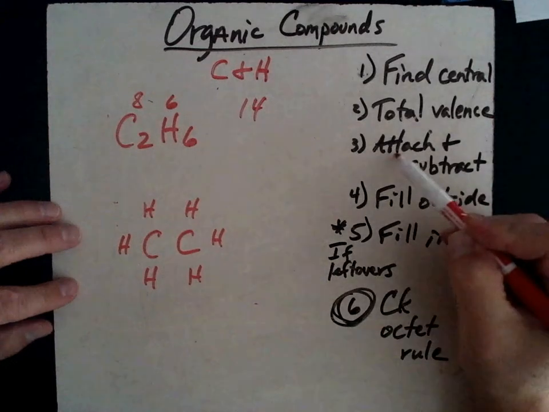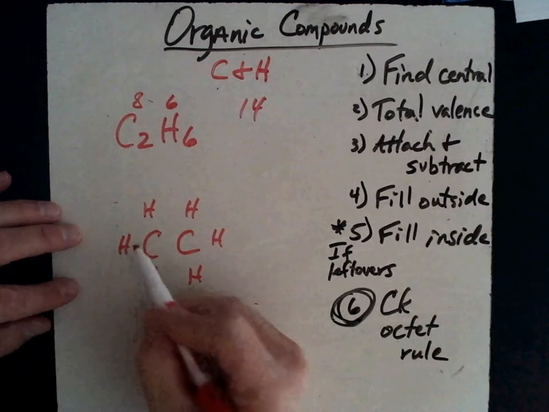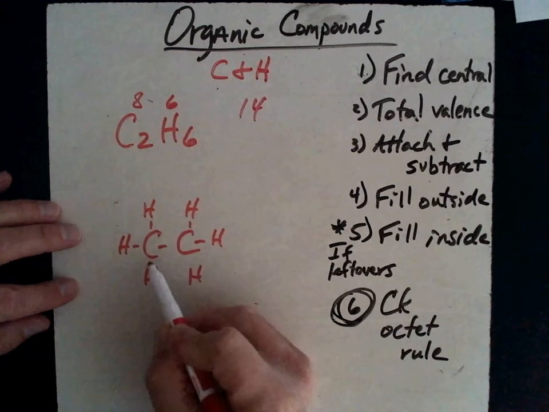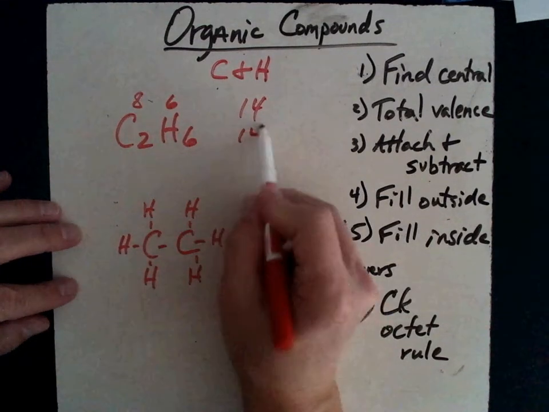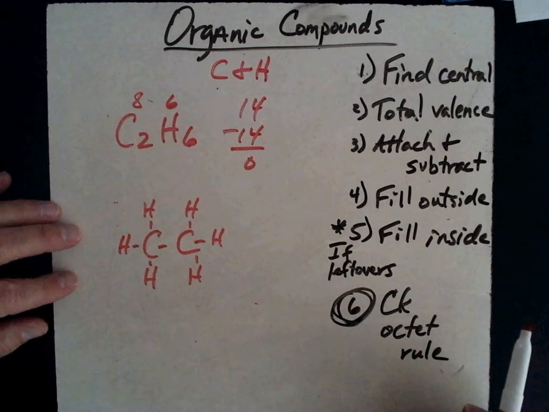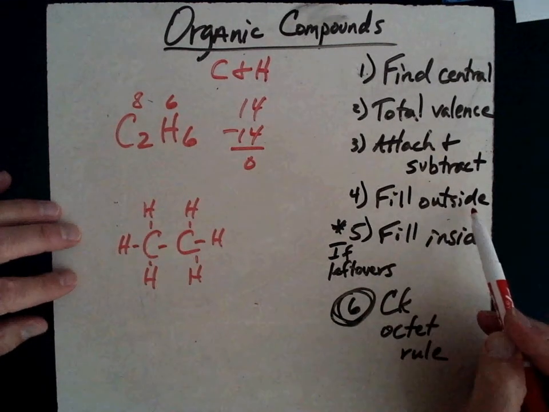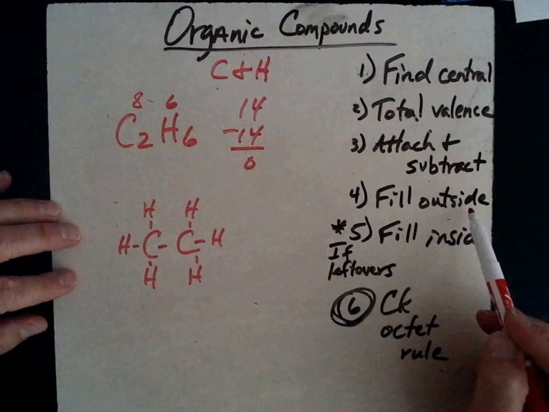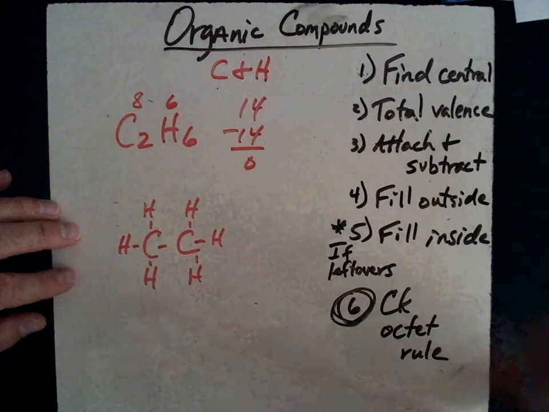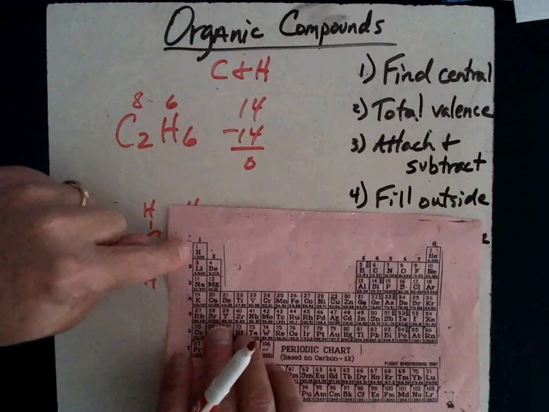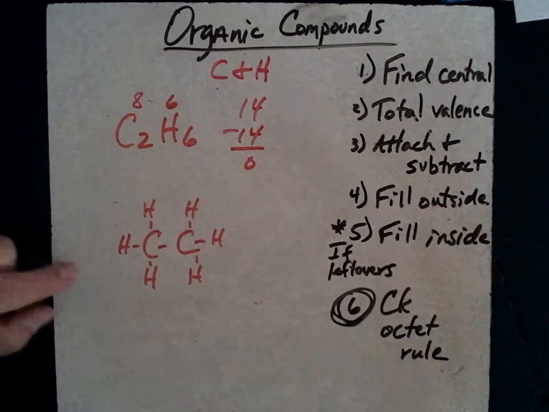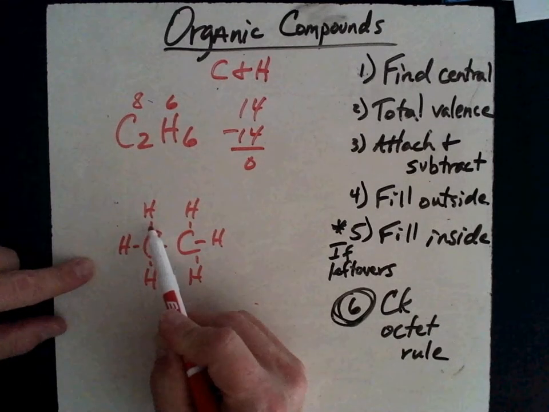Attach them and subtract. Well, each line is a single bond. 2, 4, 6, 8, 10, 12, 14 electrons have been used. I ran out. You should run out every single time. I used all the electrons. Fill the outside atoms? I can't. I'm out of electrons just by hooking them together. Now, reminder, hydrogen is in the first ring of the atom, and the first ring holds 2 electrons. So as soon as it's attached, it's full.